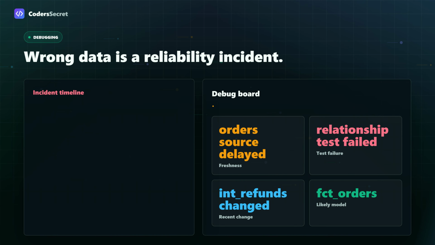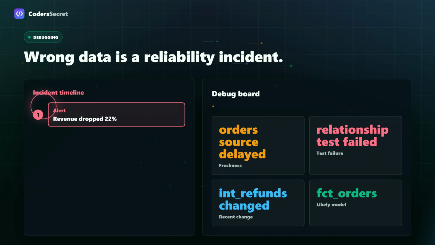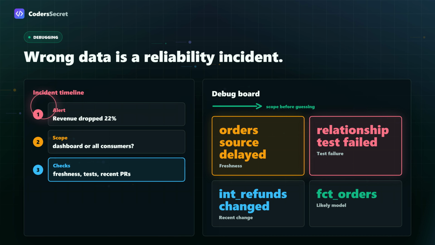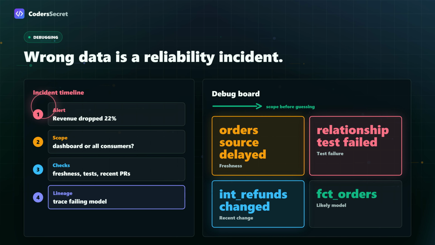The incident board shows a wrong revenue alert. The first step is not guessing. Scope the impact. Is the issue one dashboard or every consumer of the metric? Then check freshness, failed tests, recent pull requests, and lineage. The timeline narrows the likely failing model. A useful incident review does not stop at fixing one query. It adds prevention work, a test, a contract, a review rule, or better monitoring.